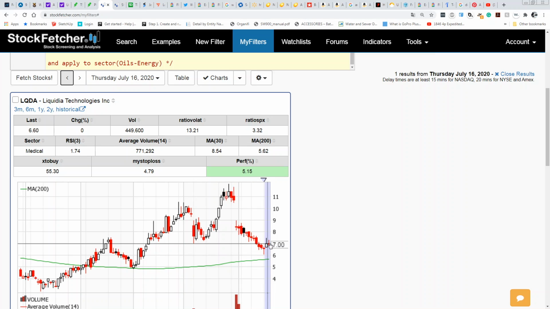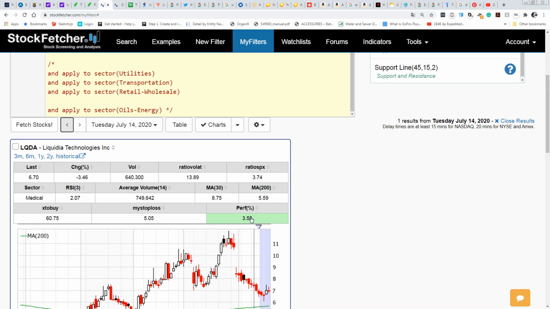So let's go back. It looks like there was no change in price. That's why it's still 5.5. But if I go to Tuesday, same stock, the price was higher, so that's why it's 3.58. But out of the thousands of stocks, it only found one. It filters out a lot, actually, not everything.